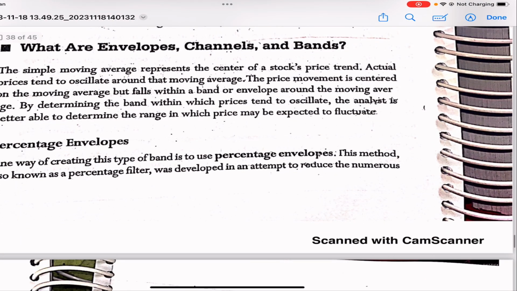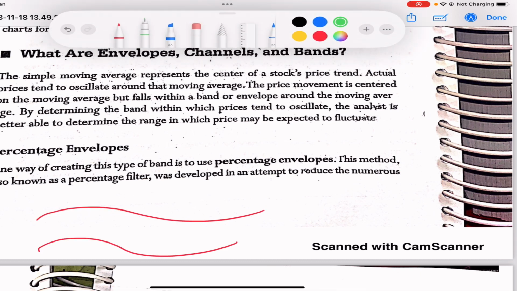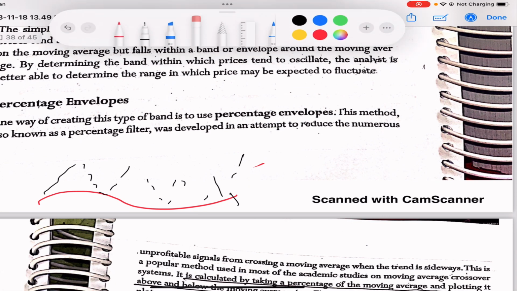Now we come to the envelopes, channels and bands. These are very simple and I'm pretty sure you know them all. Beginning with envelopes, let's talk about what bands are in general. These are bands formed on some particular calculation, and the price tends to oscillate between the bands. Sometimes it might even break the band towards the upside or the downside, and we can take a trade based on that as well. What are percentage envelopes? By the name itself, we know that percentage envelopes are calculated using certain percentages, right? Percentage envelopes are also known as percentage filters. So keep that in mind.